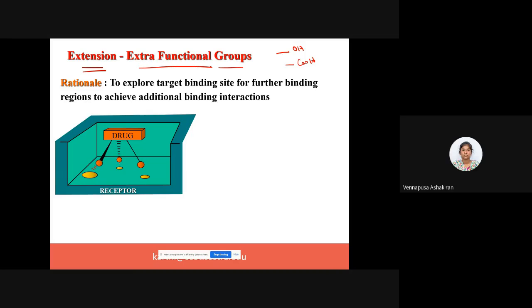Can we expect interaction between all the three groups? Yes or no? Yes, sir. We can expect the interaction, right? The question is, can we improvise this interaction? So I'm going to show the modified version of this receptor binding site. Let us say that you have one more binding site here. Now, what do I have to do if I want to improvise the strength of the interaction between the drug molecule and the binding site? We should use that unused binding region also, sir.